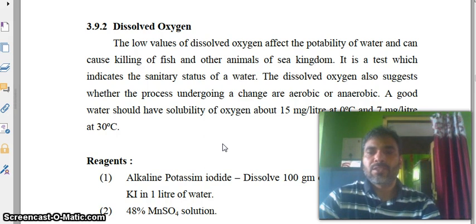It is a test which indicates the sanitary status of water. The dissolved oxygen also suggests whether the processes undergoing a change are aerobic or anaerobic. A good water should have solubility of oxygen about 50 milligrams per liter at 0 degrees Celsius and 7 milligrams per liter at 30 degrees Celsius.